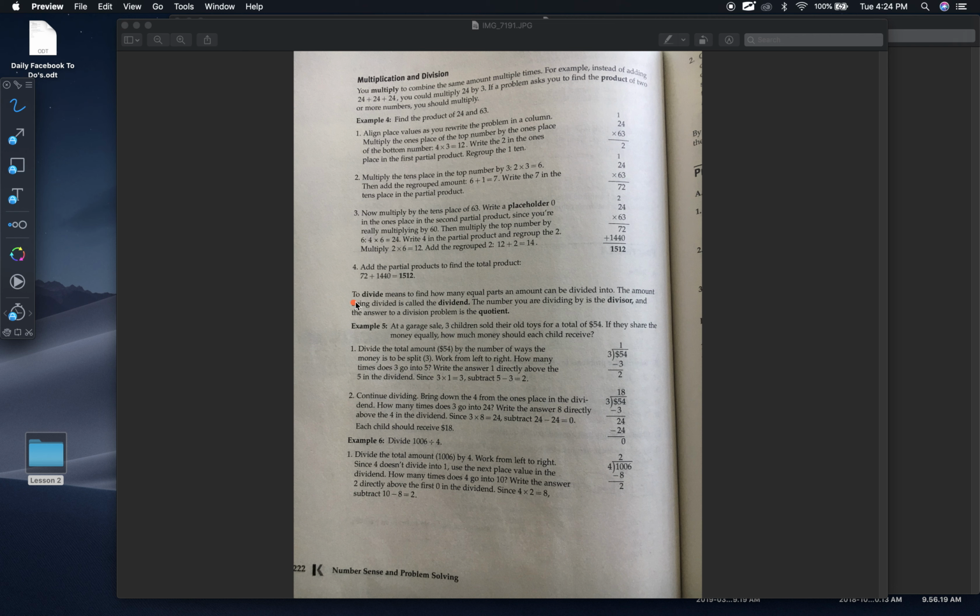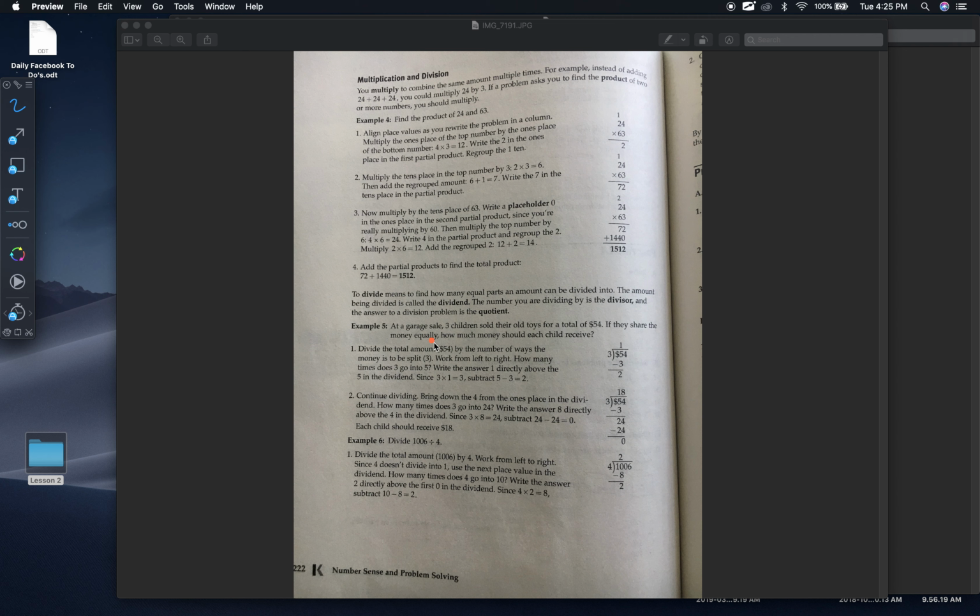Let's see, so to divide means to find how many equal parts an amount can be divided into. The amount being divided is called the dividend. The number you are dividing by is the divisor. So this is the dividend here, which is being divided by the divisor. And the answer to a division problem is the quotient. Okay, so the answer that you'll get up here when it's all said and done will be the quotient.